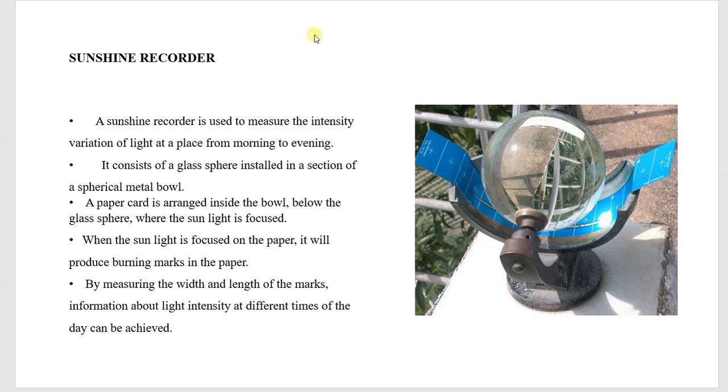Another device is the sunshine recorder. In the sunshine recorder, you can see a glass sphere arranged like this. It is used to measure the intensity variation of light at a place from morning to evening.